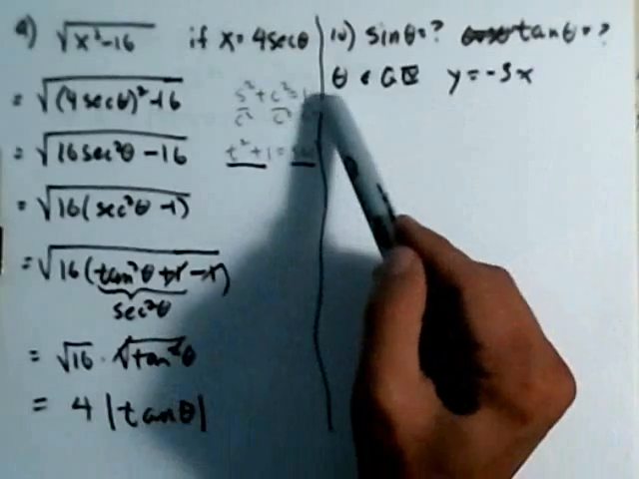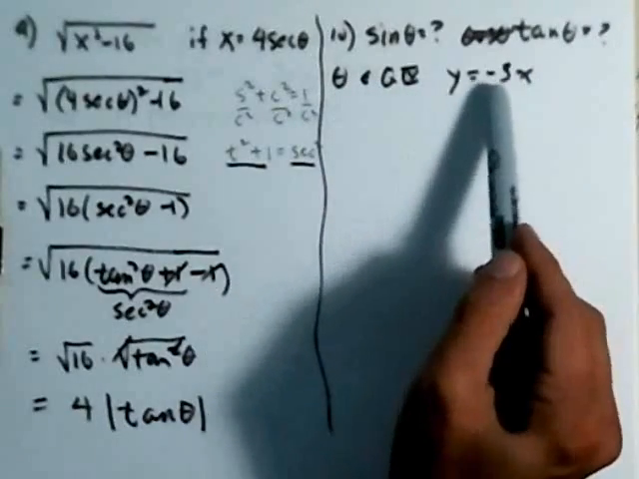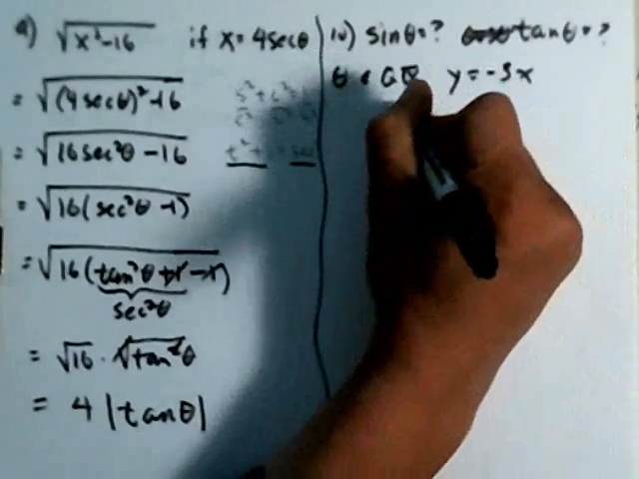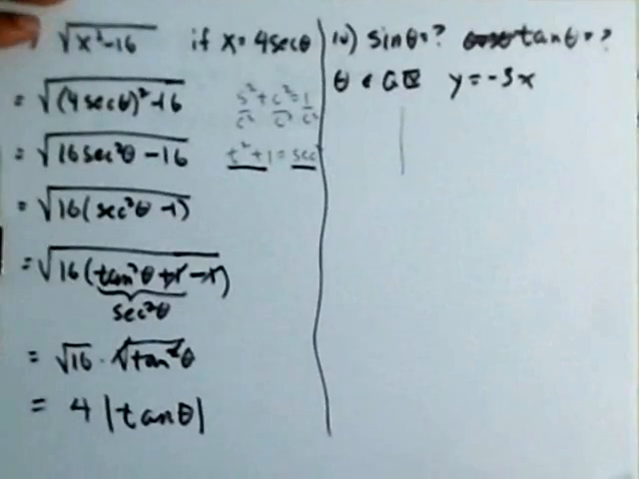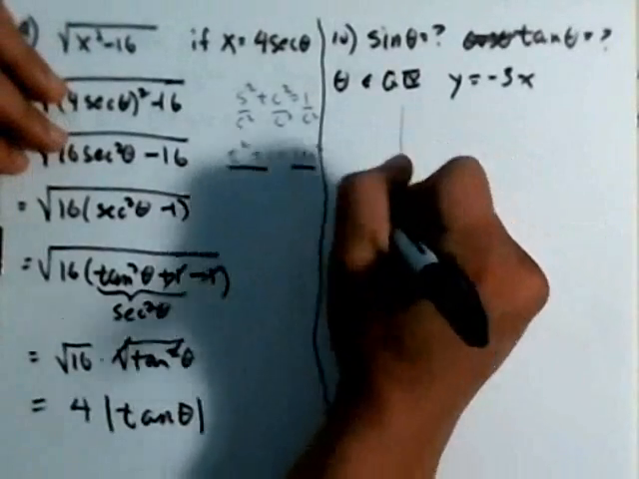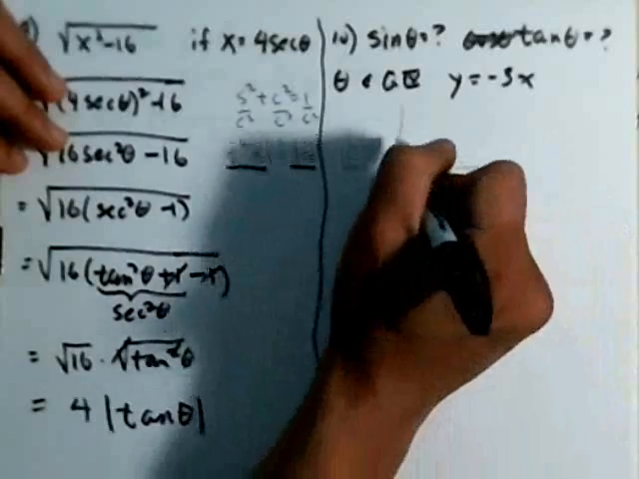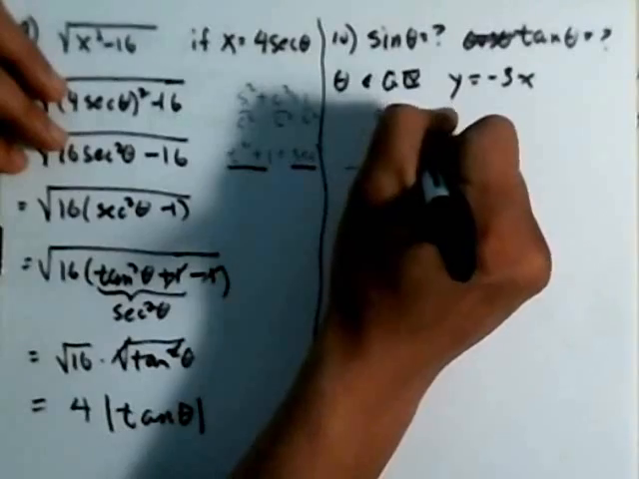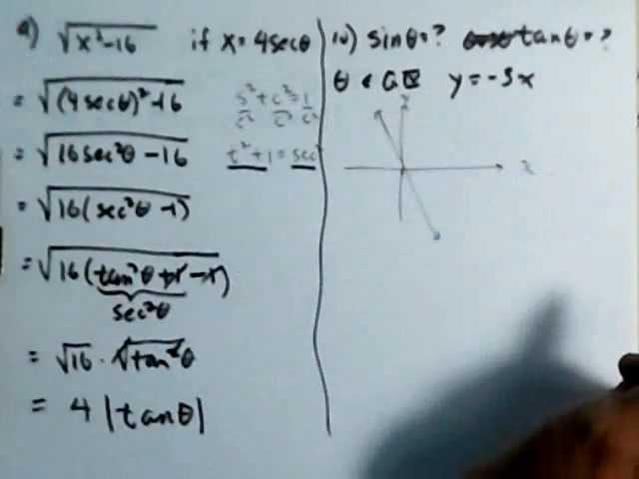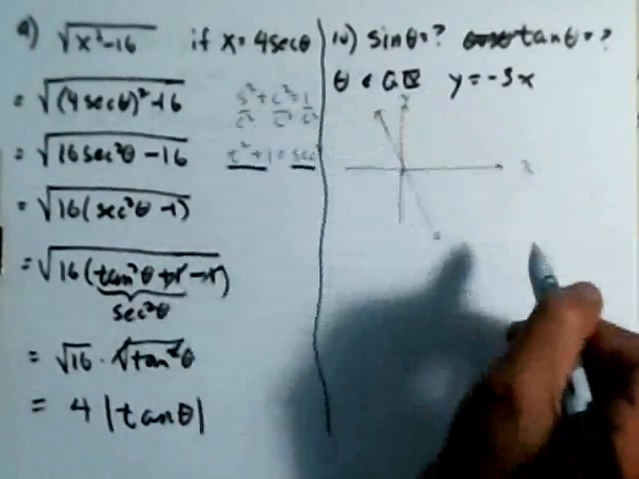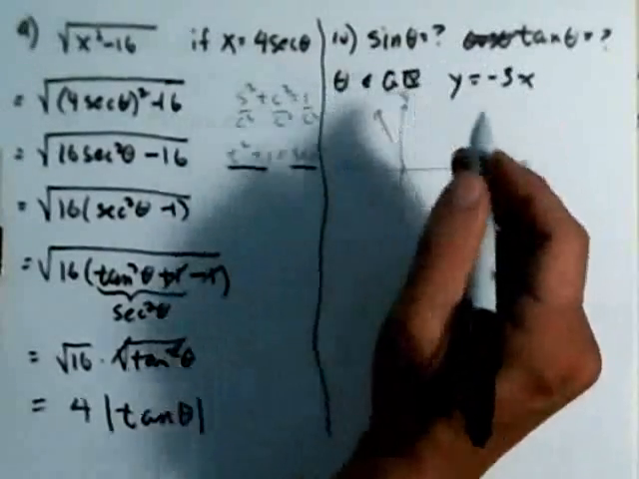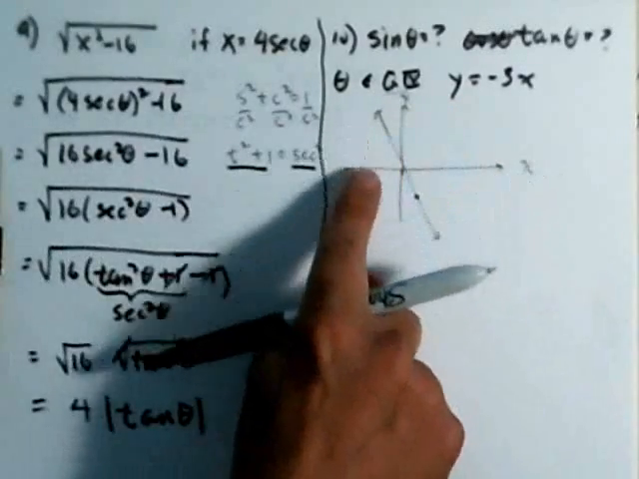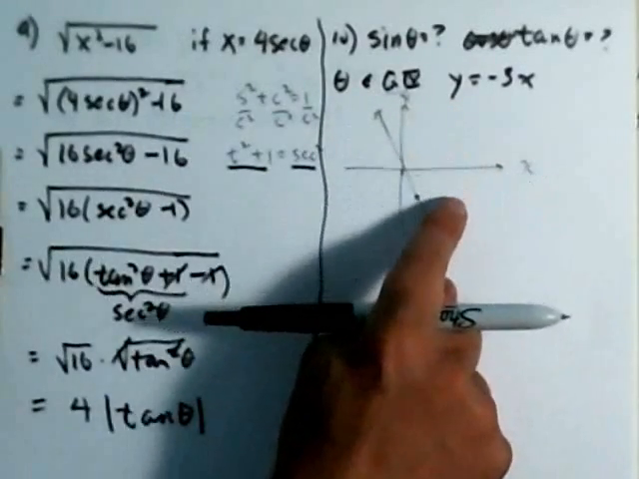Theta terminates in quadrant 4, and it goes through the line y equals minus 3x. It's better if you can visualize this, so I'm going to draw it out for you to see. Y equals minus 3x goes something like this. That's your y, that's your x. It terminates in quadrant 4, so all you have to do is find a point anywhere in quadrant 4. This is quadrant 1, 2, 3, 4.